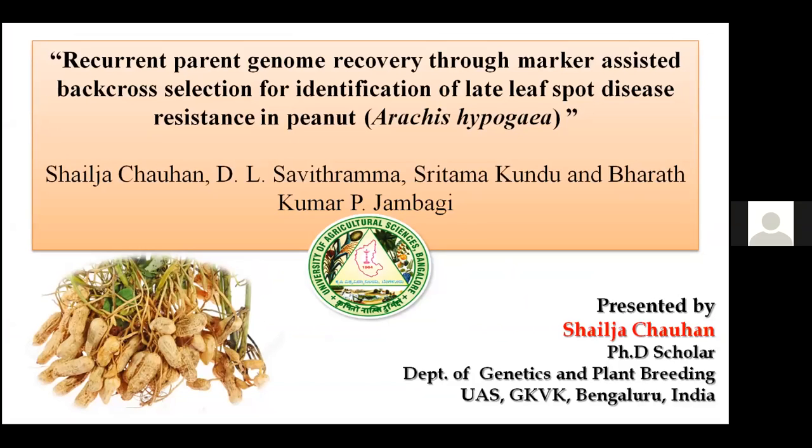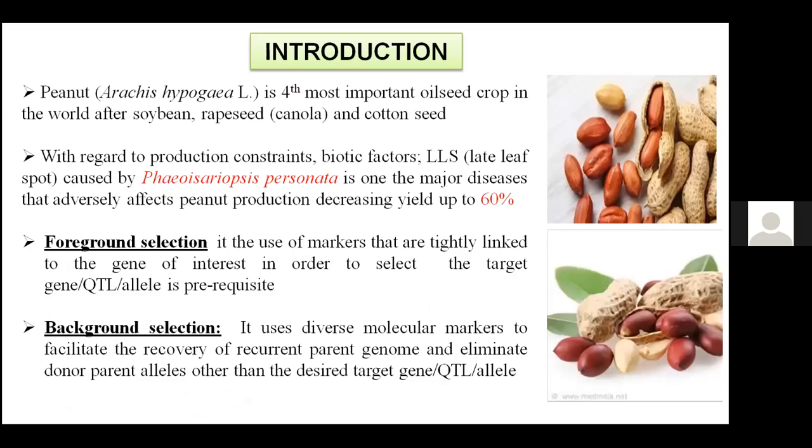I, Salja Chauhan from the Department of Genetics and Plant Breeding, University of Agricultural Sciences, Bangalore, India, and I'm presenting recurrent parent genome recovery through marker-assisted backcross selection for identification of late leaf spot disease resistance in peanut. Peanut is also called groundnut.